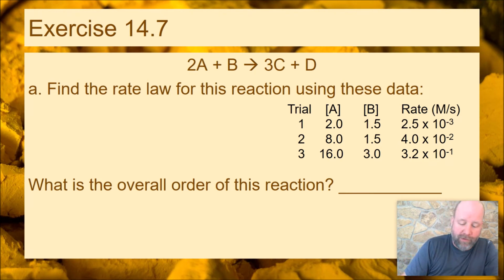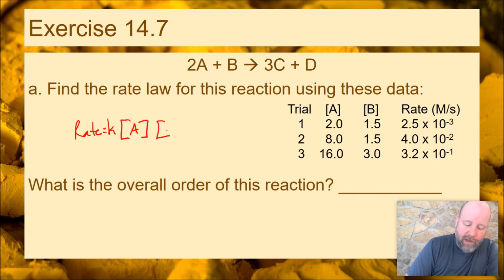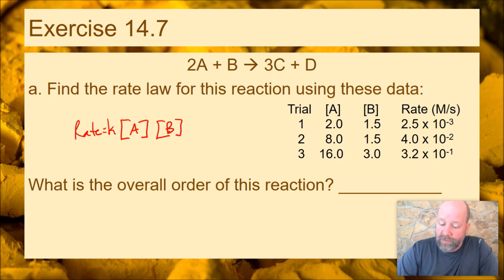We've got to find the order for A and the order for B. So remember, the rate is equal to K times A raised to whatever order it is, and times B raised to the order of whatever it is. And let's look at what it is. So this one's a little bit harder. When we do this one, they both double at the same time, so we have to be careful about that.